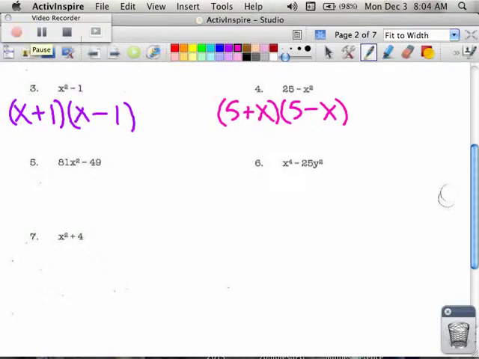Number 5 looks a little more complicated. Don't let it fool you. The 81 is a perfect square. The x squared is a perfect square. That's all one term. The 49 is a perfect square. So I write down my two parentheses. The square root of 81 is 9. And the square root of x squared is x. So I write those down as the first thing. And the square root of 49 is 7. One's a plus, one's a minus. Can you feel that?